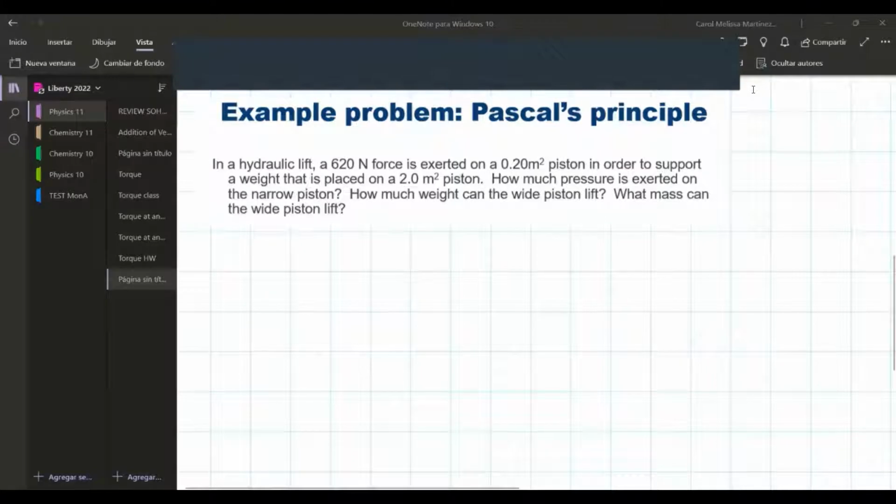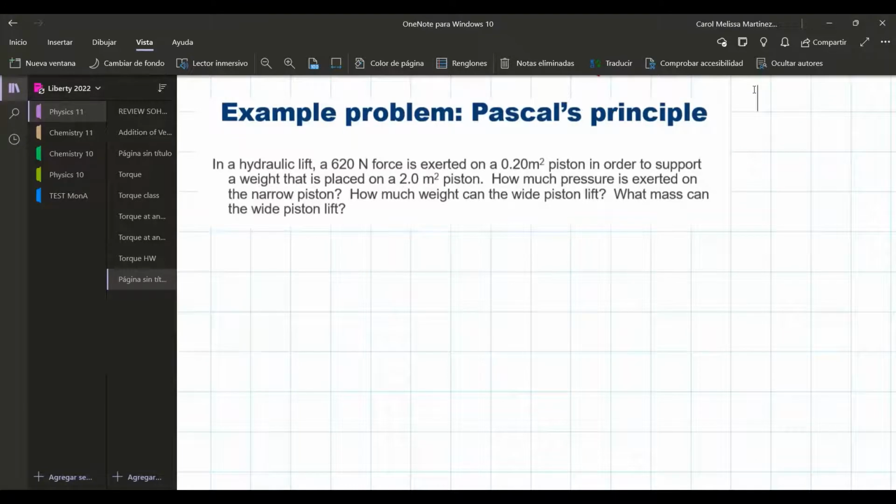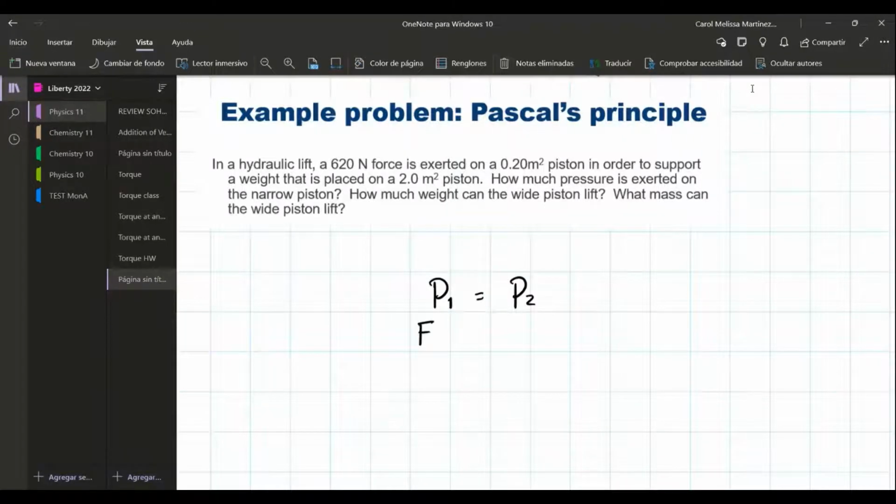So for this example, we need to identify the givens, okay? For Pascal, the definition of Pascal's principle is: the pressure in the small area equals the pressure in the second area, in that bigger area. By definition, pressure is force applied in a specific area.